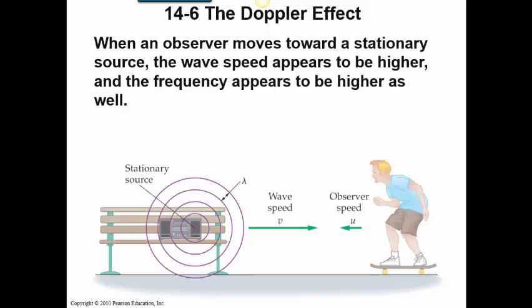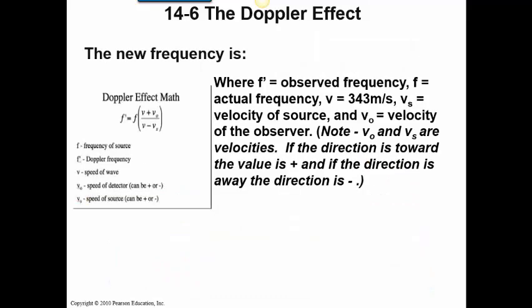When an observer moves towards a stationary source, the wave speed appears to be higher and the frequency appears to be higher as well. The formula for the Doppler effect is shown on the slide, where f prime is the observed frequency, f is the actual frequency, v is 343 meters per second, vs equals the velocity of the source, and vo equals the velocity of the observer.